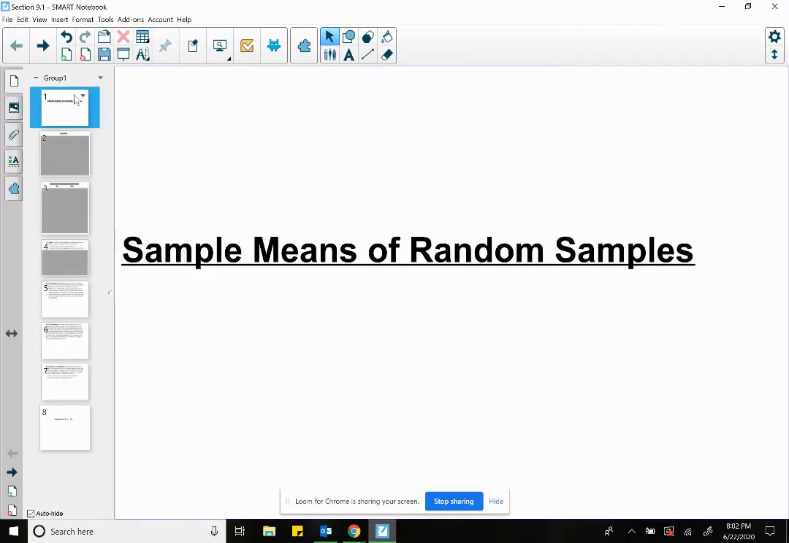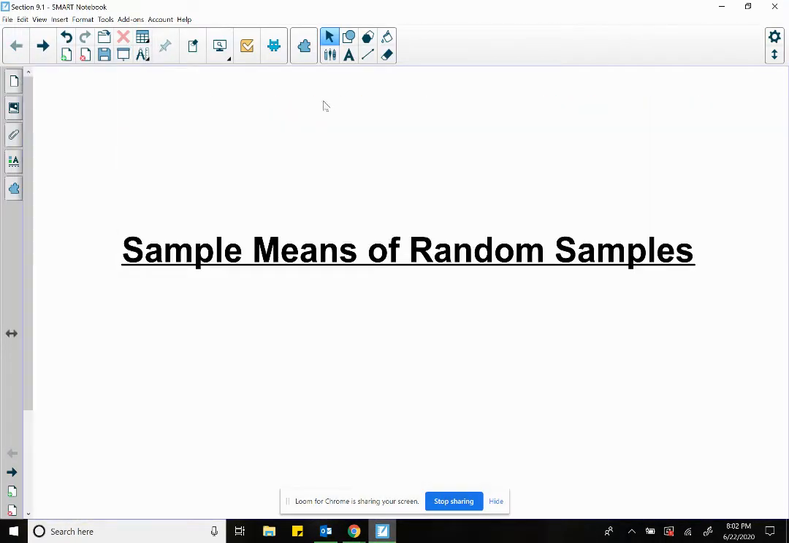The first thing we have to talk about in 9.1 is sample means of random samples. We're going to be talking about more than one mean in this. So it's not just doing a random sample and getting the mean and stopping. We want to do multiple random samples and get the means and work with all of the means.